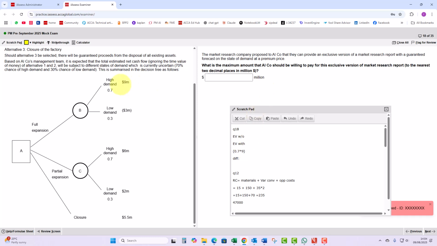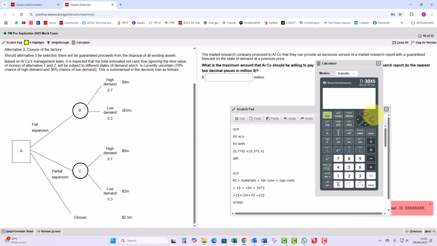If demand is low, we get rid of this one, we get rid of this one. So we can either choose to lose 3 million or make 2 million or make 5.5 million. Well, we would choose the one with the highest. We would choose to close and make 5.5. And we know there's a 0.3 chance of there being low demand. So that's the calculation we need to do, 0.7 times 9 and 0.3 times 5.5. I suspect a lot of students did 0.3 times 2 if they got this wrong. But remember, we would always choose the one that gives us the highest outcome financially.